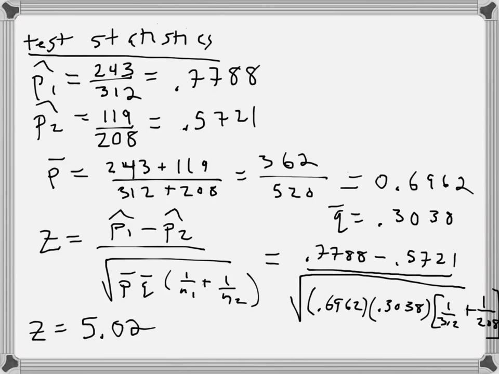Alright, lastly, what's your p-value? Well, if you are using the normal table, this is 5 standard deviations above the mean, far greater than the table provides. The table only provides standard deviations up to 3 standard deviations less than or greater than the mean. So if you're using the z table, you can say that the p-value is almost 0, even though yes, we do have to double it.